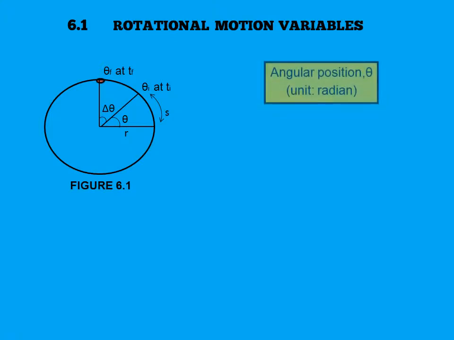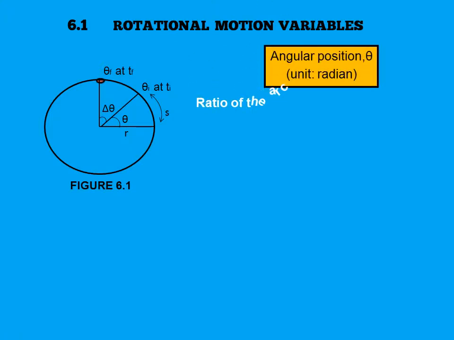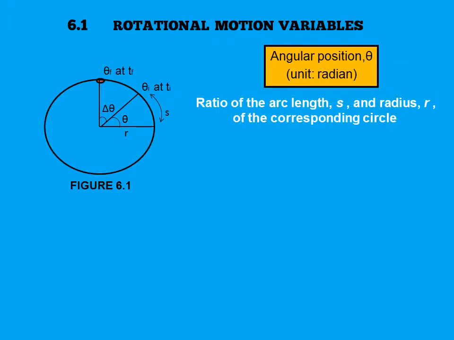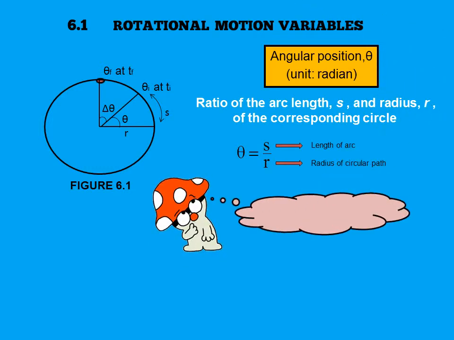Angular position. The angular position is defined as the ratio of the arc length, s, and radius, r, of the corresponding circular path. From Figure 6.1, angular position, or theta, is given by this equation, where s equals the length of arc, r equals the radius of the circular path, and theta equals angular position. The SI unit for theta is the radian, rad. For a complete circle, 1 revolution is equal to 360 degrees and 2 pi radians.